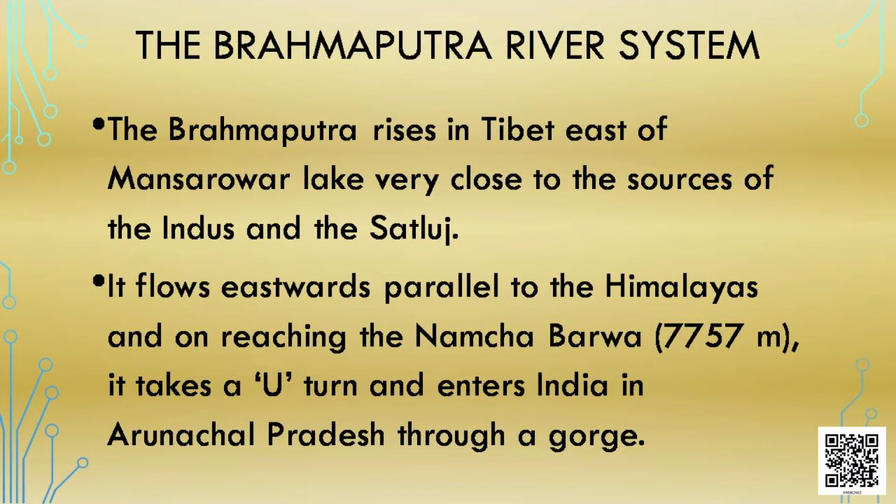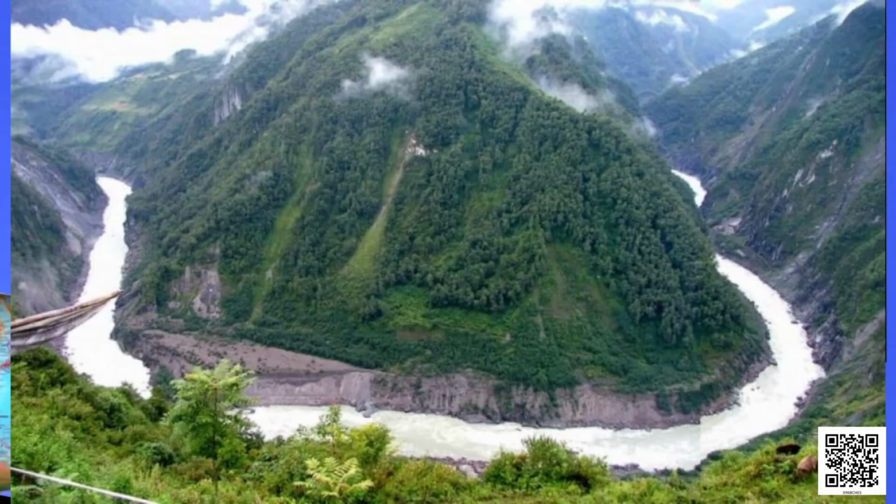Coming to the next one, it is the Brahmaputra river system. It rises from Tibet very close to Lake Mansarovar. It flows eastward very parallel to the Himalayas. It takes a U-turn at a place called Namcha Barwa in Arunachal Pradesh and enters into India by creating a gorge. What is a gorge? A gorge is formed by a river system. When a river flows through a mountain, it cuts the mountain slope into a straight wall. Then we call it a gorge.